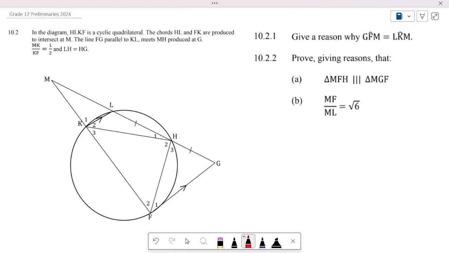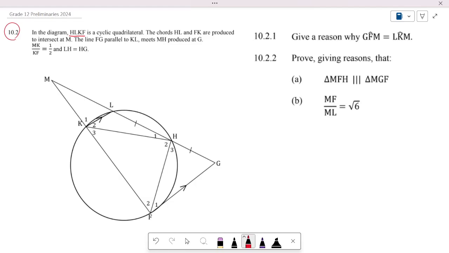Okay, now let's do 10.2, right? So 10.2 says, in the diagram, HLKF is a cyclic quad. So they're giving us that already as the cyclic quad. And now they say the chords HL and FK are produced to intersect at M. So FK and HL, which they produce to intersect at the point M over here.